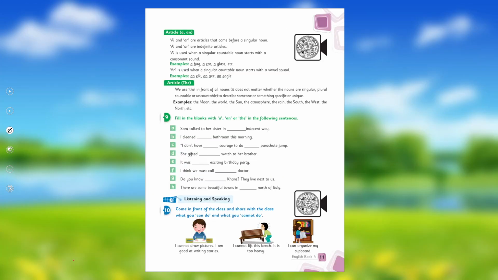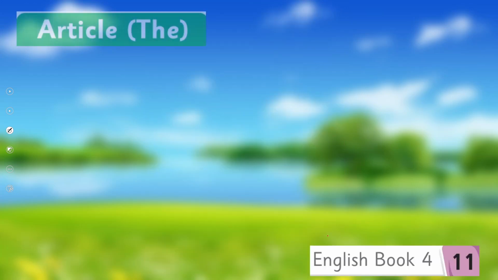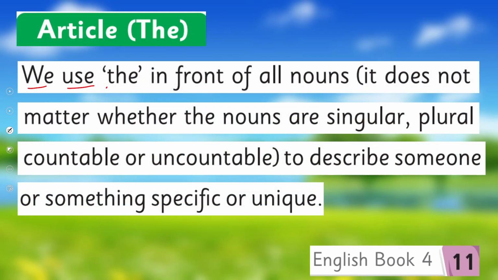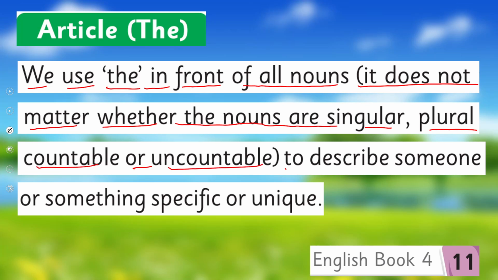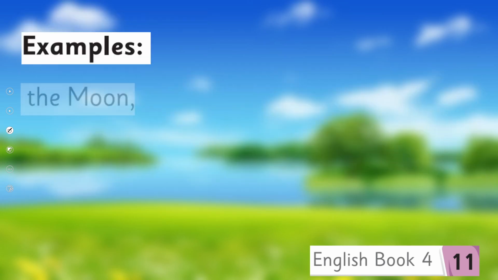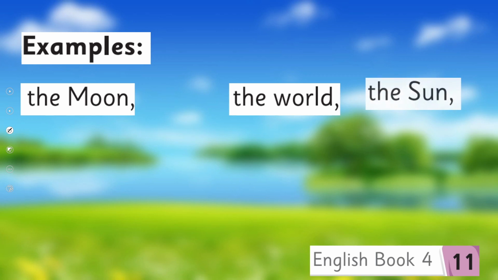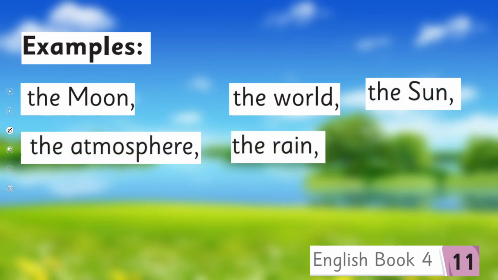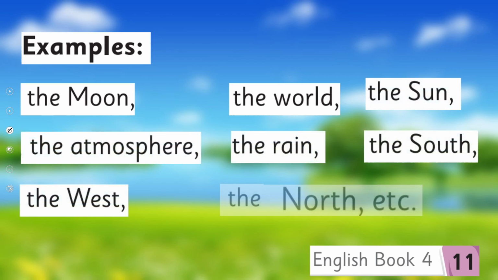All right. So here is what your book says about it. Open your book on page number 11. Article "the": we use "the" in front of all nouns. It does not matter whether the nouns are singular, plural, countable or uncountable, to describe someone or something specific or unique. All right. So here examples are the moon, the world, the sun, the atmosphere, the rain, the south, the west, the north, etc.